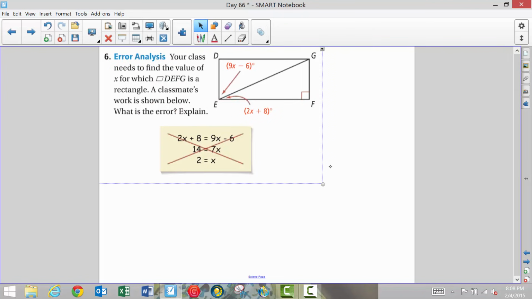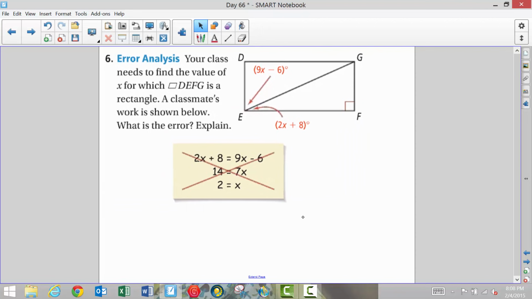Let's try this error analysis. So your class needs to find the value of x for which the parallelogram DEFG is a rectangle. A classmate's work is shown below. What is the error? Well, if I want to make this parallelogram a rectangle, I need to show that the angles add up to 90, not equal to each other. If they wanted to make this a square, it would be true.